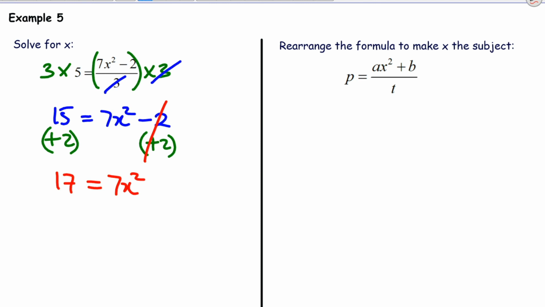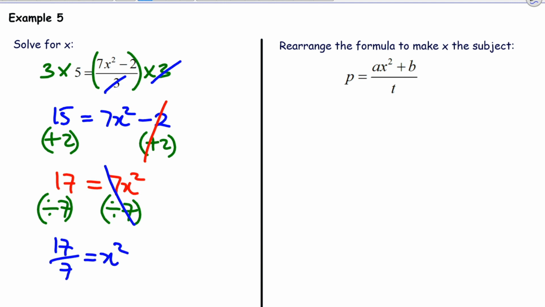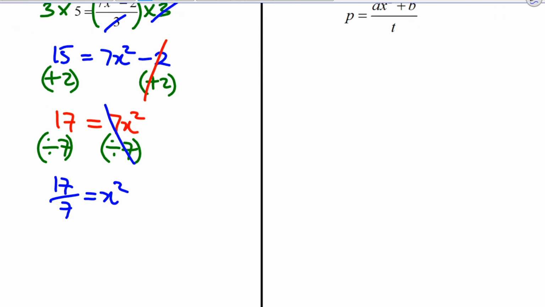The opposite of multiplying by 7 is dividing by 7. So we divide by 7 on each side. 7 divided by 7 will be equal to 1. So 17 over 7 is equal to x squared. Or we can say x will be equal to the square root of 17 over 7.